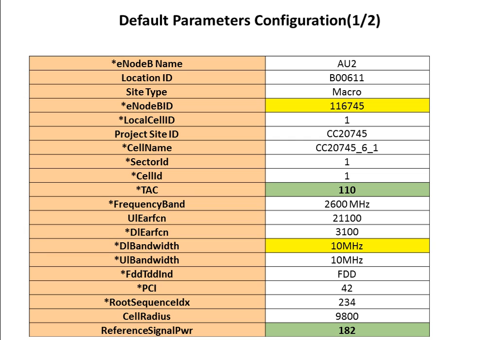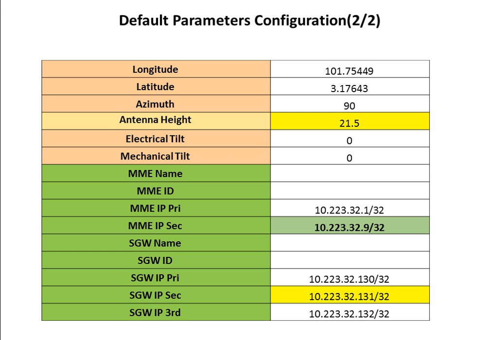So there would be simple Excel sheets containing a lot of details related to the site, like the identity of the sites, such as the eNodeB name or location ID, site type, eNodeB ID, local cell ID, project site ID, etc. Then it will have some site configuration parameters, like the tracking area code, frequency bands, then the frequencies for uplink and downlink, the bandwidth configuration, FDD or TDD configuration, the PCI, the PRACH root sequence index, the radius of the cell configured, and the signal power.